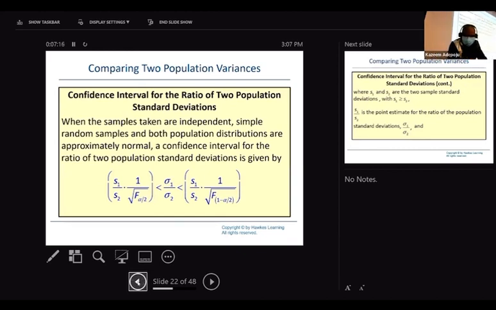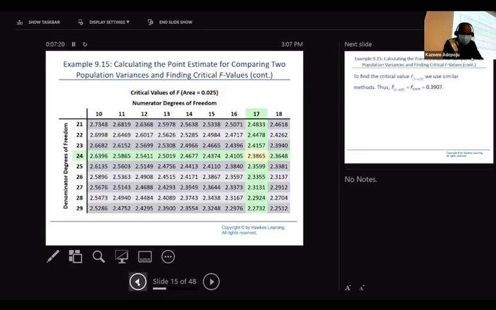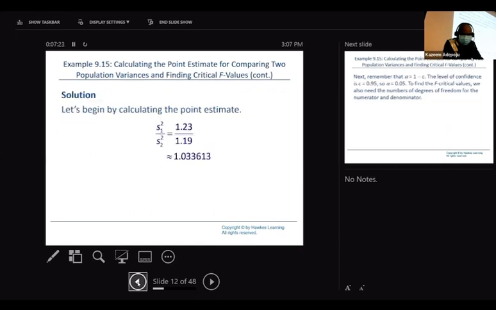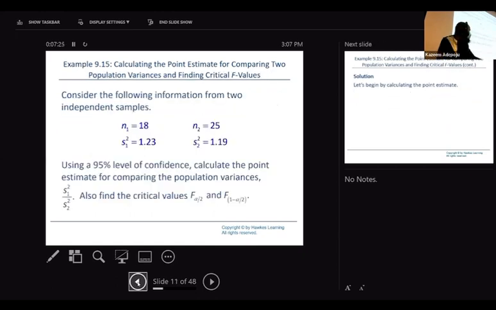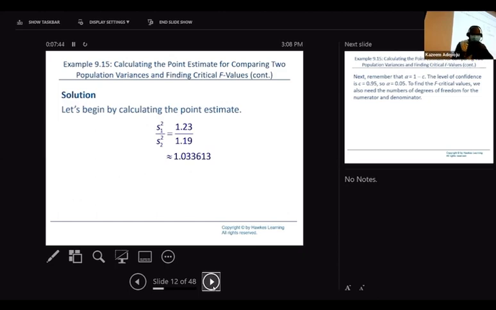Okay, now if this is what you have, let me take you to an example. In the example, you are given this, and they ask you to construct the interval estimate for the ratio of the population variances. The very first thing you do, you get a point estimate. The ratio, look at that. That gives you 1.033613. This is a point estimate.